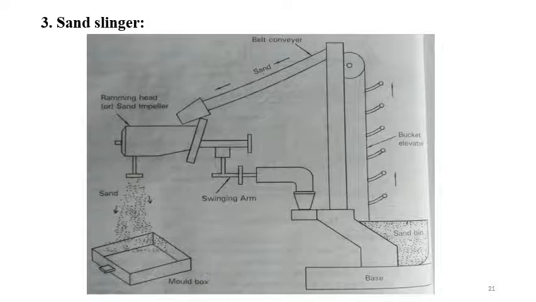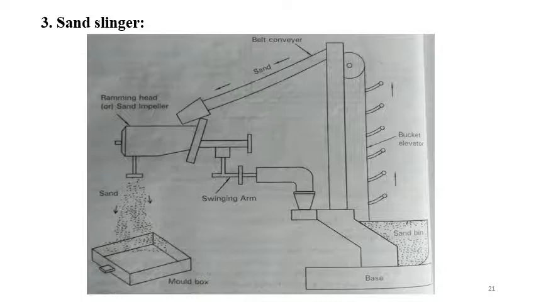This is the main concept of the sand slinger machine, to fill the sand in the mold box with the help of the sand slinger machine. It is a very simple mechanism, not complicated. It only carries the sand from the sand bin to the mold box with the help of buckets, belt conveyor, and impeller head. This is a simple mechanism used in almost all foundry industries.